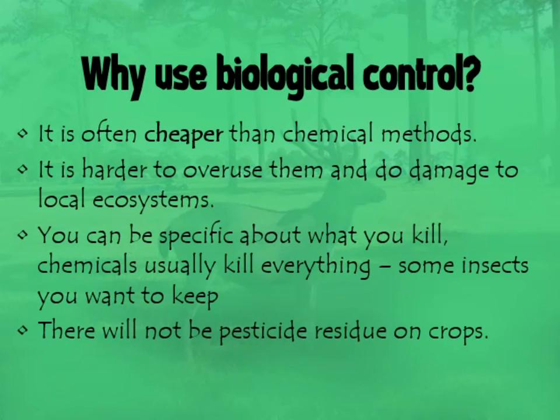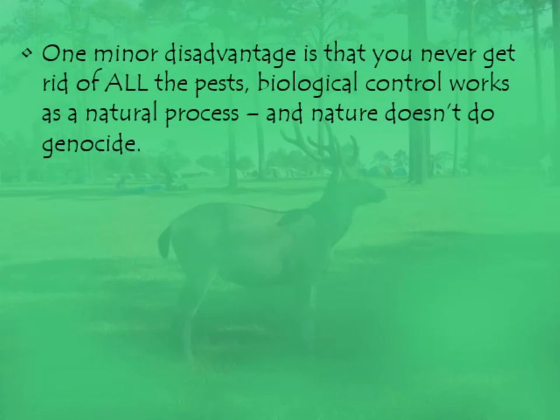And of course, there will be no pesticide residue on crops. If you want to kill insects and other bugs that eat your crops, you need to spray pesticide on the crops. But people are going to eat those crops, and of course, there'll be pesticide residue on those vegetables, which is not welcome. So, a minor disadvantage of biological control is that you never get rid of all the pests. It's a natural process, and nature doesn't do genocide.